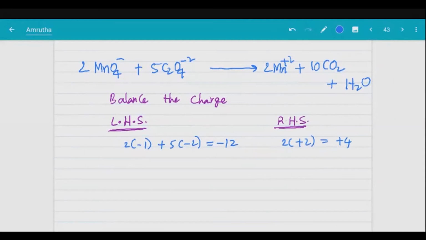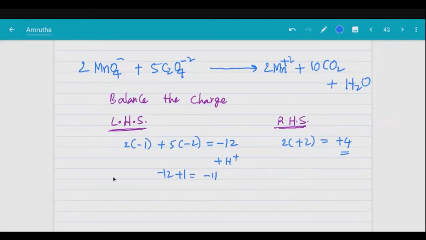Sir, how do we balance charge? So very simple. We ignored H plus, right? You add H plus. But how many H plus should I add, so that both sides will get balanced? Shall I add +1 H plus? H plus charge is 1, right? So -12, if I add only 1, it becomes -11 only. But it should become +4.